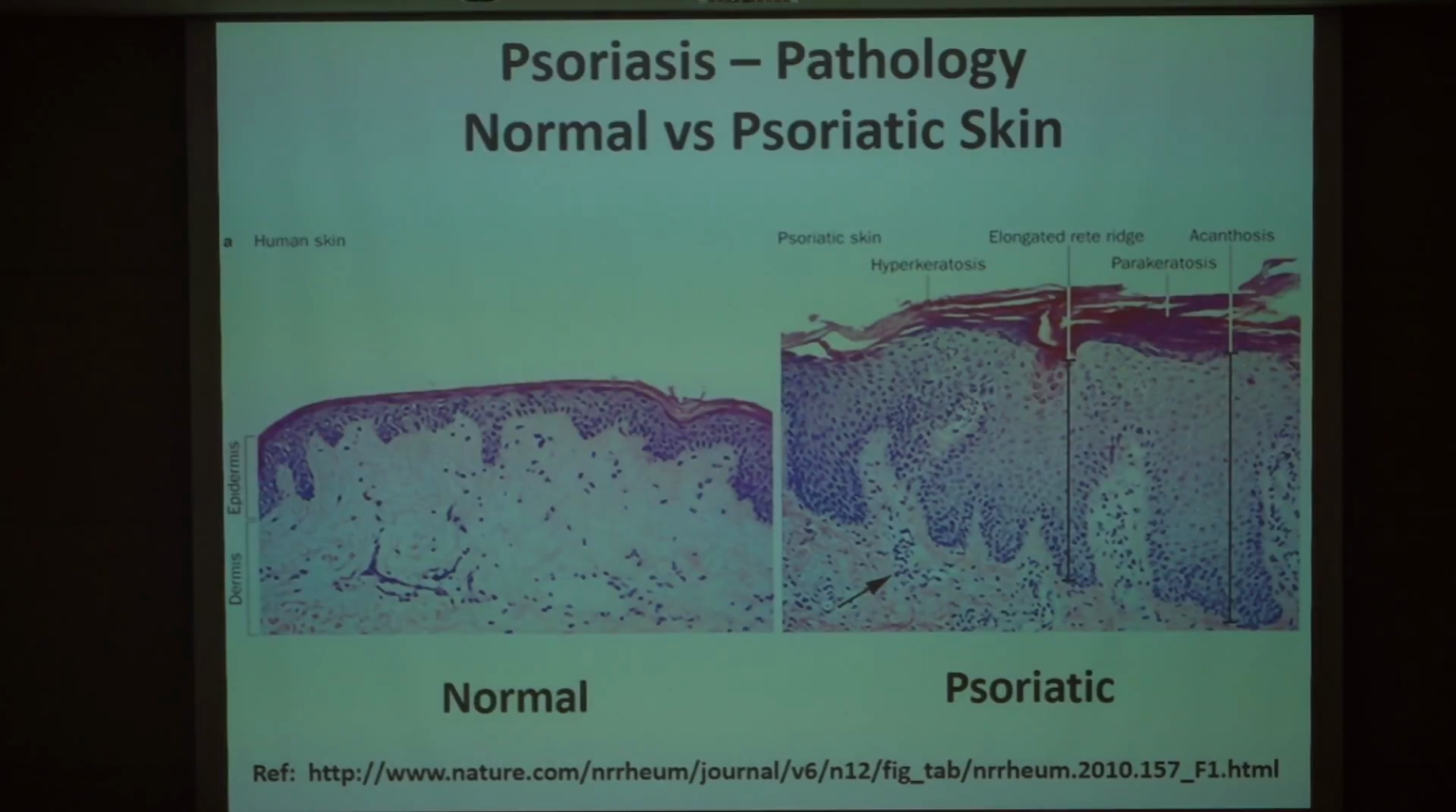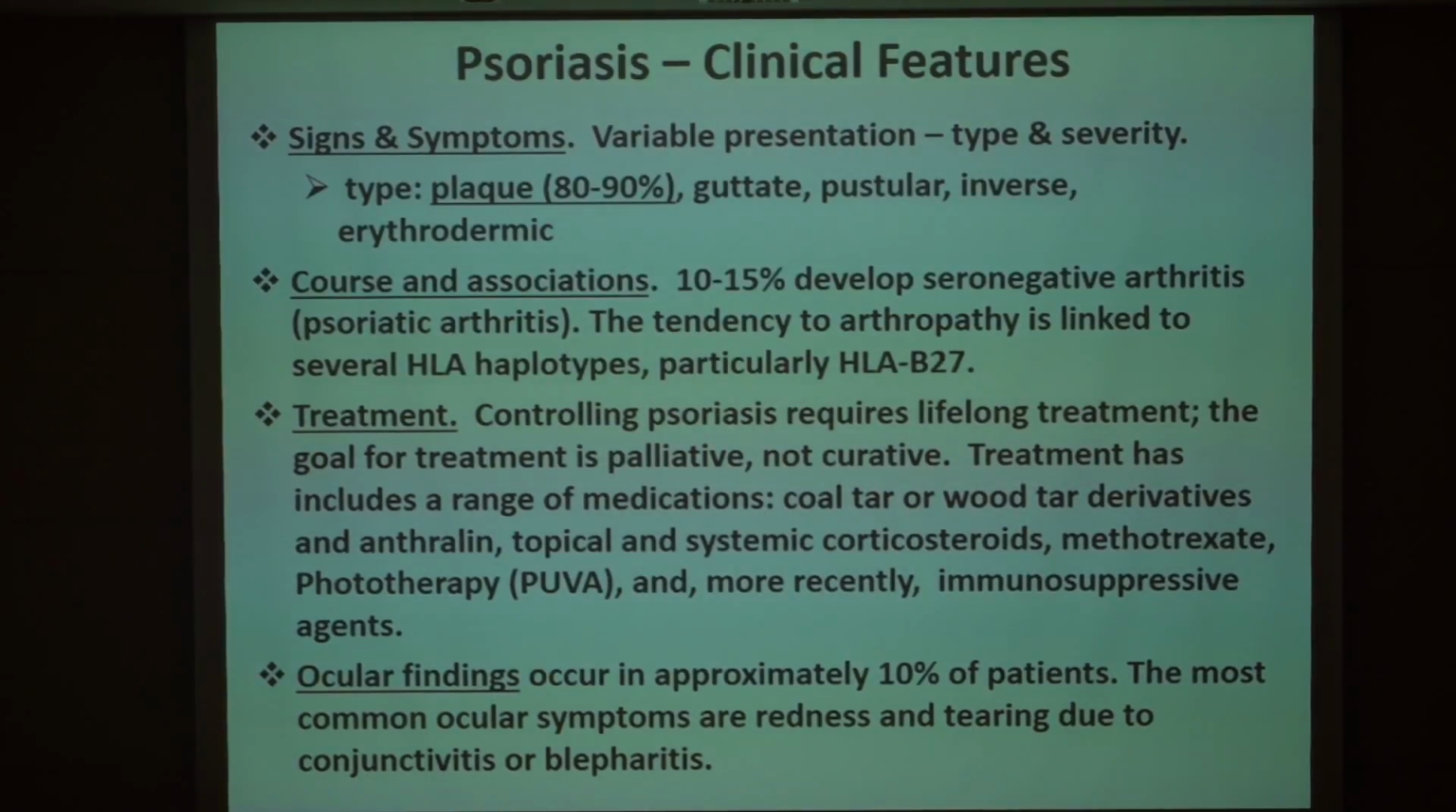And the other thing is that when you get a biopsy of psoriasis, there are 3 elements. You'll have hyperkeratosis, you'll have parakeratosis, and you have acanthosis of the epidermis. Those are characteristics of psoriasis. And the last thing is the ocular findings. Now, these ocular findings in psoriasis are non-specific. They occur in approximately 10% of patients. The most common ocular symptoms are redness and tearing due to conjunctivitis or blepharitis.